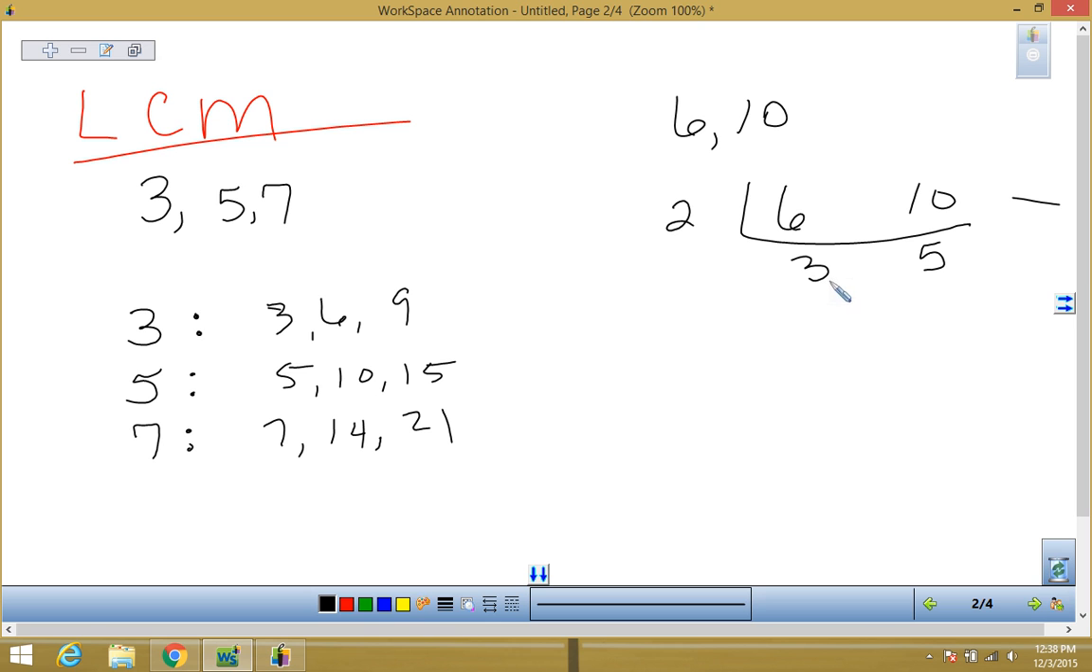2 times 3, 6 times 5, 30. Okay? 6 goes into 30 5 times, 10 goes into 30 3 times. You guys see that? That process, if you use this, it's going to save you a lot of time and a lot of pencil lead. Okay? Do you have any questions about this?